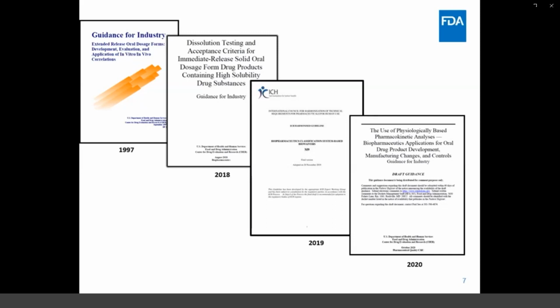This draft guidance offers several high-level workflows that include defining the objective of a PBPK model, model development including structure, assumptions, and parameterization, model validation, and the critical step of application of the model to its purpose. As noted, the guidance is only applicable for biopharmaceutics applications of orally administered drugs, and this will be the main focus of our talk today.